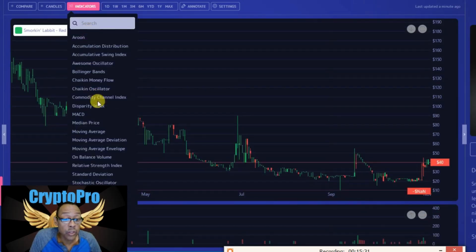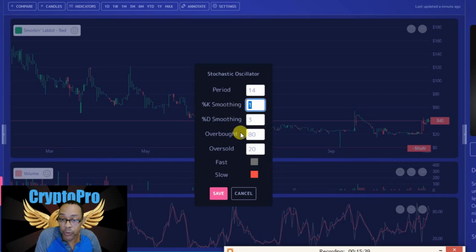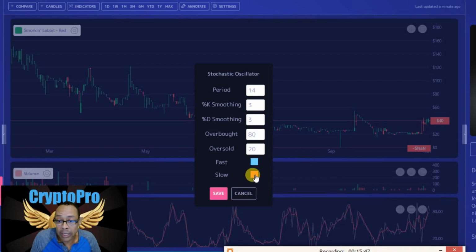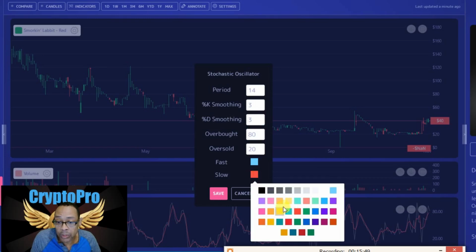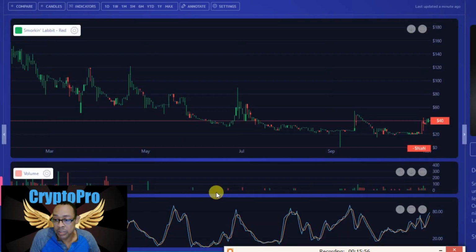Let's try the stochastic. I love the stochastic, and it's something I use a lot of in regular crypto TA. We're going to move this %K smoothing to 3. And I like my fast line to be in this light blue. There we go. And I like my slow line to be red or orange. We're going to make that orange so it matches my regular TA that I do on cryptocurrency projects.